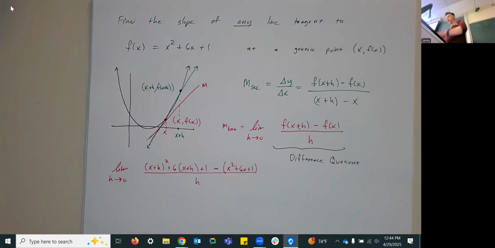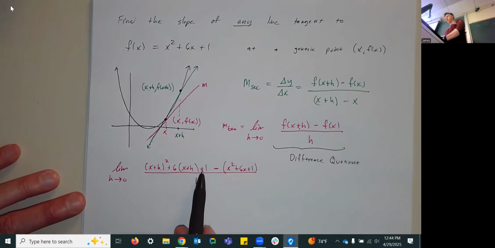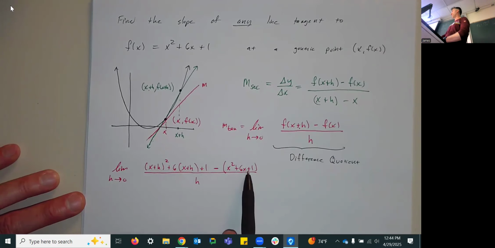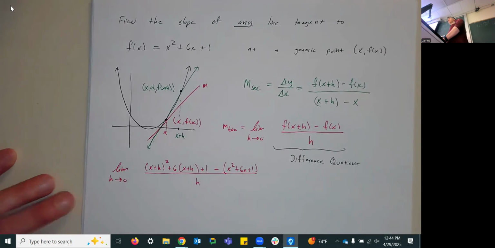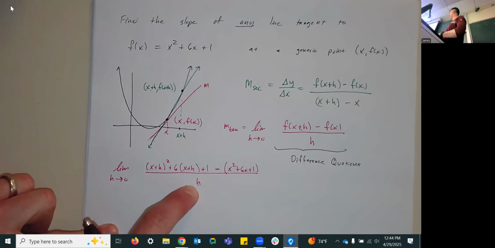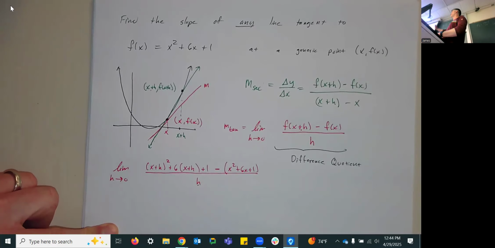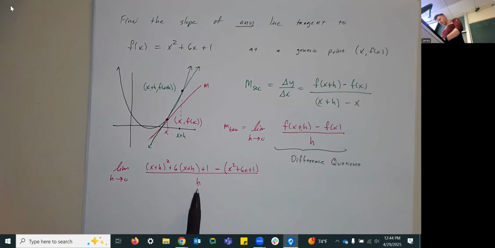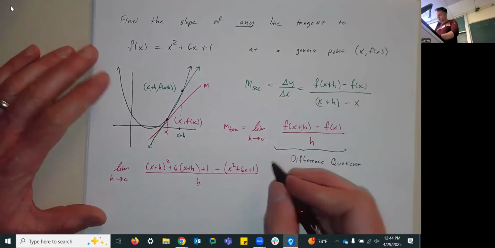Because if h is 0, we have x squared plus 6x plus 1 minus x squared plus 6x plus 1, which is 0 over 0. So always with these difference quotients and taking their limits as h goes to 0, we have to do some sort of algebraic manipulation to get that first original h in the denominator to cancel out. So whenever you see this, you should be like, I have a goal. And that goal is to make that first h in the denominator cancel out. Any other h staying behind is fine, but that one right there is the problem.